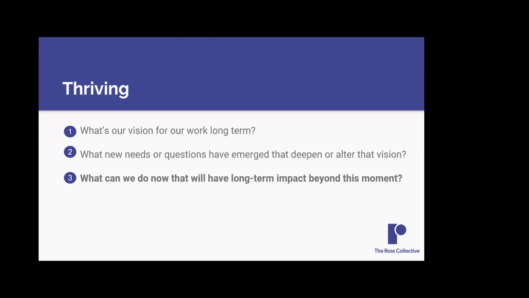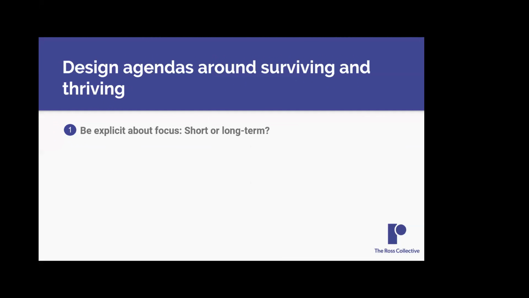If you have people around you that care that you survive, then you can work on that surviving and think about how you're going to move towards thriving. So how do you design your virtual agendas around surviving and thriving? Be explicit about your focus. Are you talking about the short or long term?